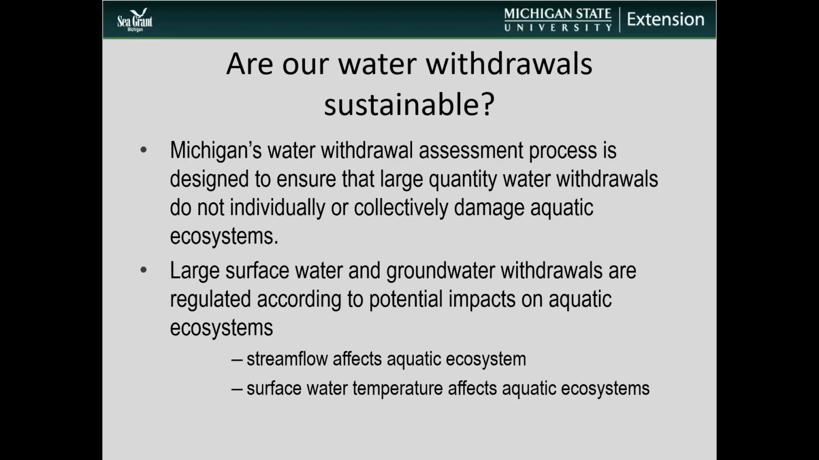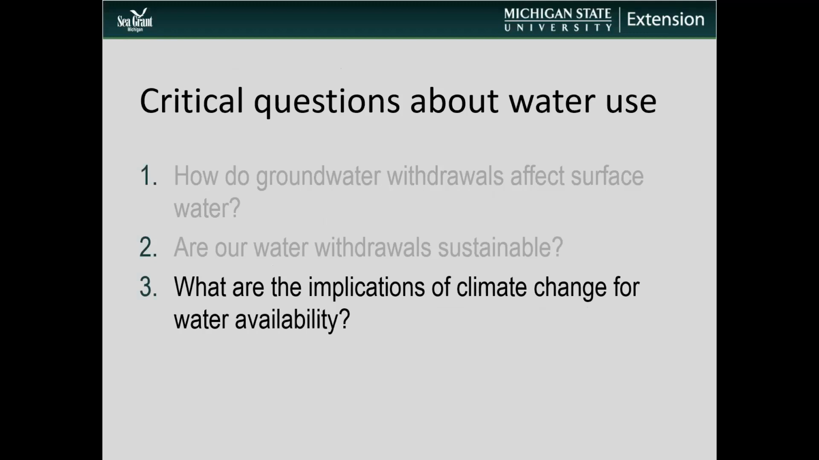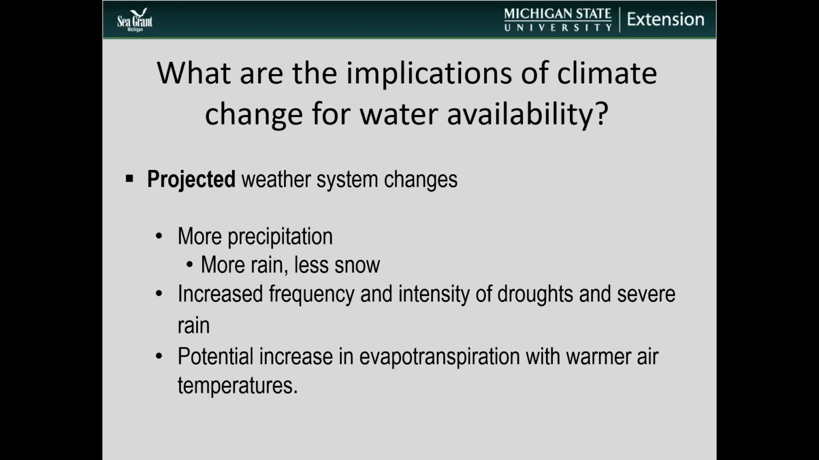Another big question is, what are the implications of climate change for water availability? I'm sure that many of you on today's webinar have at least read some articles or participated in some discussions about this. It is anticipated that we are going to see increased annual precipitation across the Great Lakes region, potentially up between 3 and 6 inches. We have observed weather data showing increased frequency and increased intensity of severe rain events. So we are projecting increased frequency and increased intensity, and potentially increased evapotranspiration with warmer air temperatures.